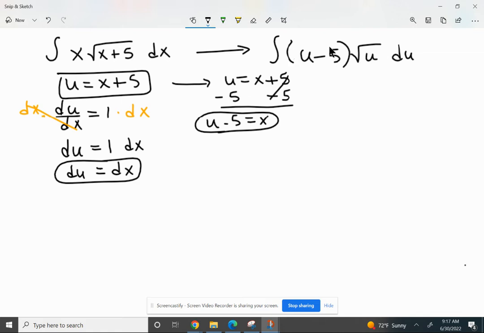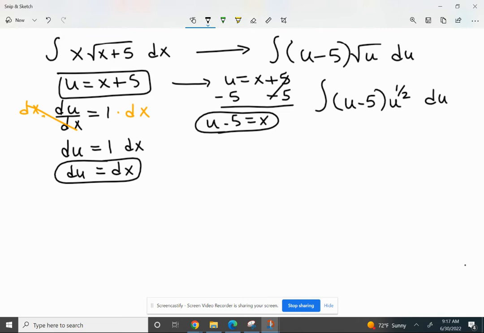Look at what we have here. We now have an integral with everything turned into u stuff. It just took a little extra work with u equals x plus 5. So I just need to find the integral of this. It would be easier, in my opinion, if you changed the square root of u to u to the 1/2 power. So I have u minus 5 times u to the 1/2.